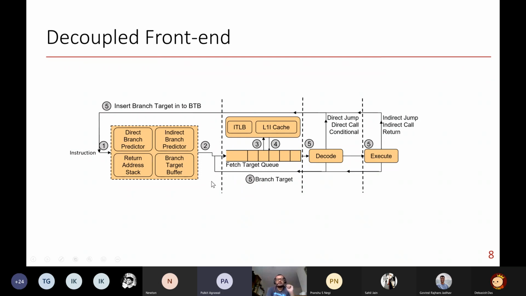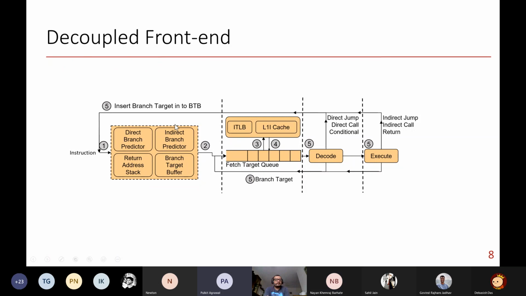Any doubt here, because this is something completely new? Is this clear? Why we are going for this decoupled front end? Sir, could you repeat this again, please?